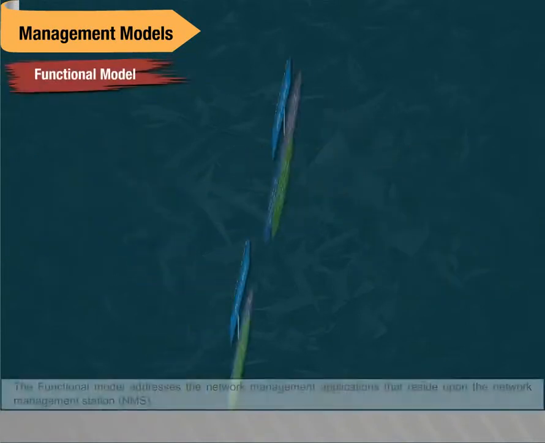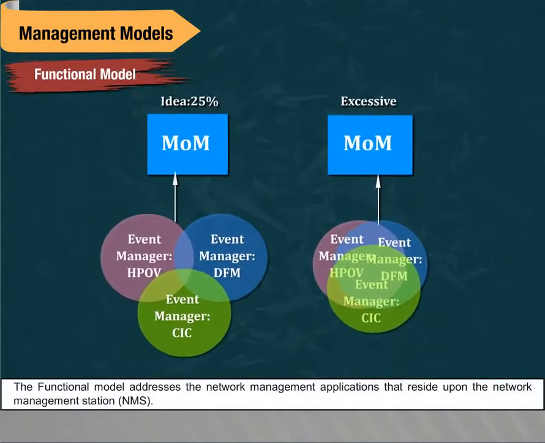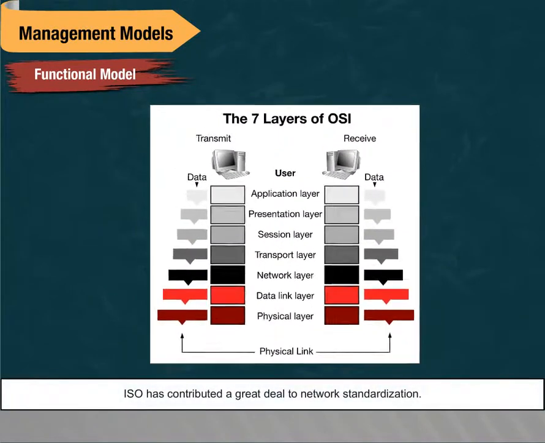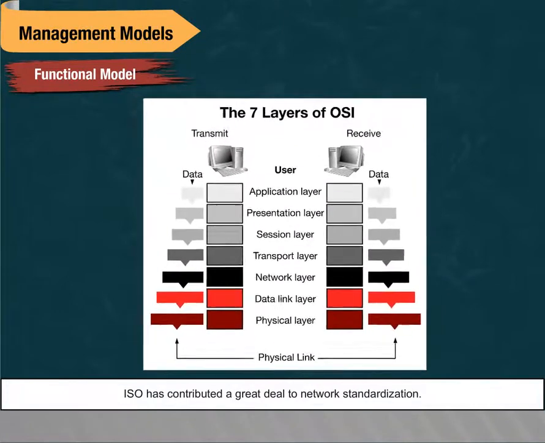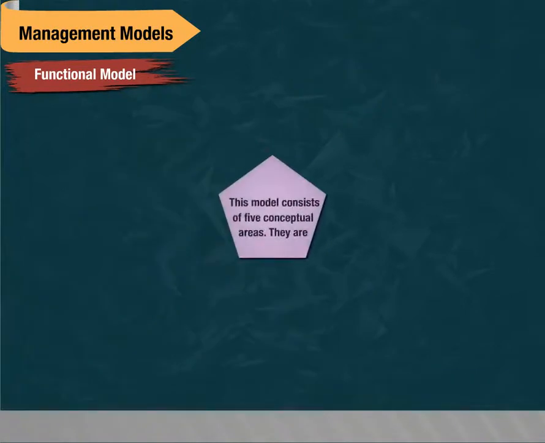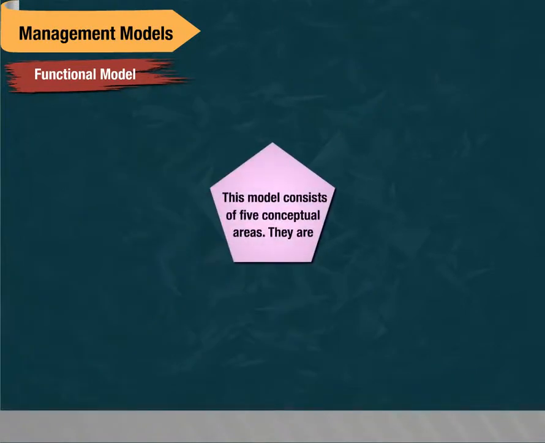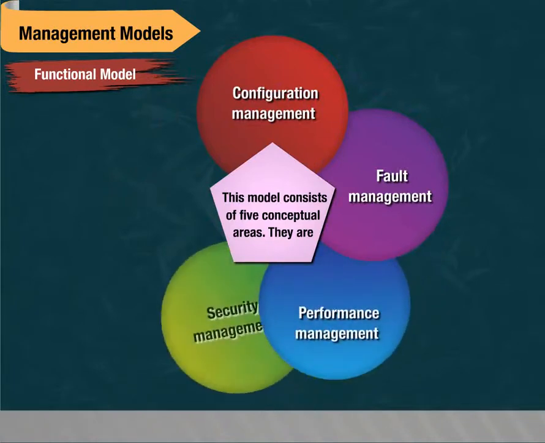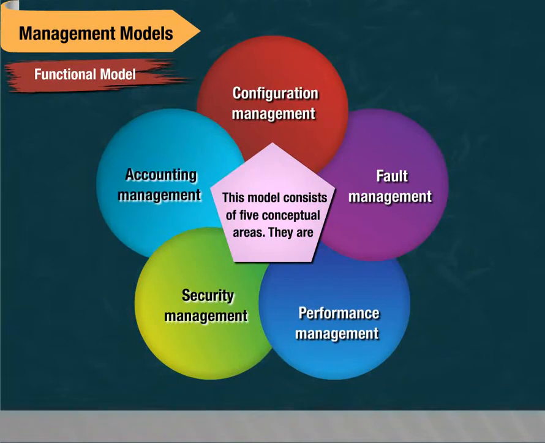Functional model. The functional model addresses the network management applications that reside upon the Network Management Station (NMS). ISO has contributed a great deal to network standardization. Their network management model is the primary means for understanding the major functions of network management systems. This model consists of 5 conceptual areas. They are configuration management, fault management, performance management, security management, accounting management.